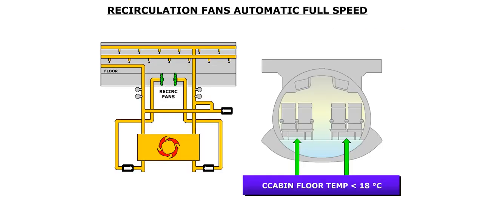The recirculation fans will automatically run at full speed in the event the temperature at the floor level of the cabin is less than 18 degrees Celsius.